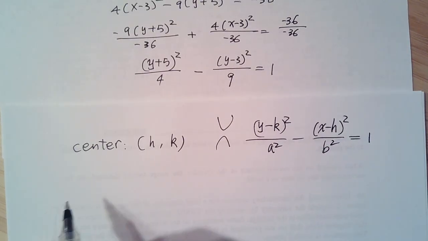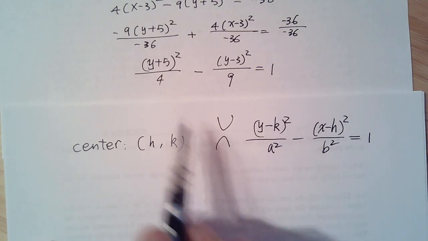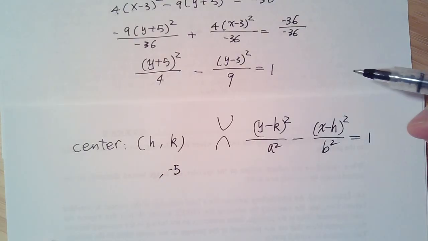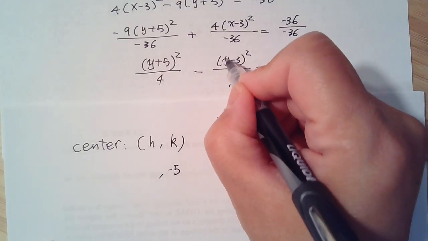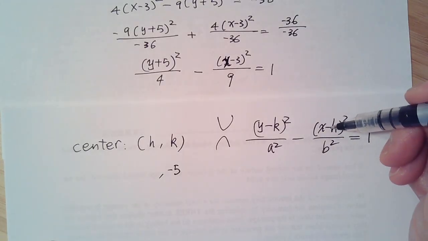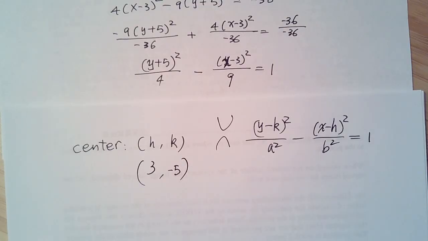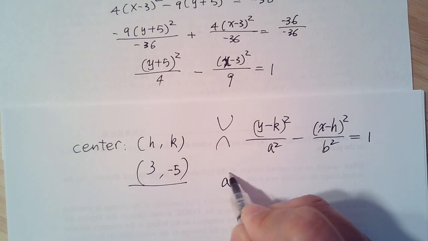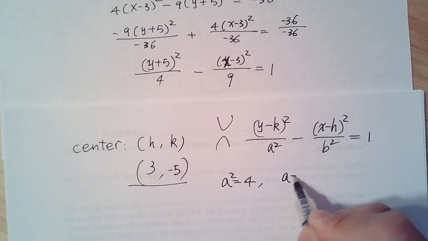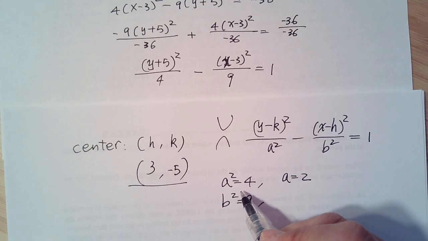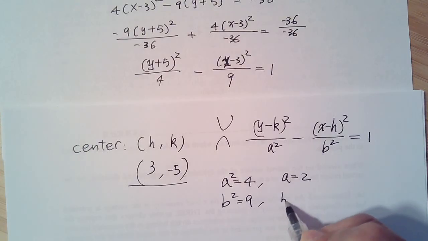Now, what do we know here? We know h, k, y minus k, y plus 5. So here should be negative 5. And here x minus h, x minus 3, so my h should be 3. Very good, I got my center, 3, negative 5. And what about the a? A squared is 4, so a is 2. B squared is 9. See, in this case your b squared is greater, it doesn't really matter, because I never said which of a and b is greater for this hyperbola. So my b is 3.